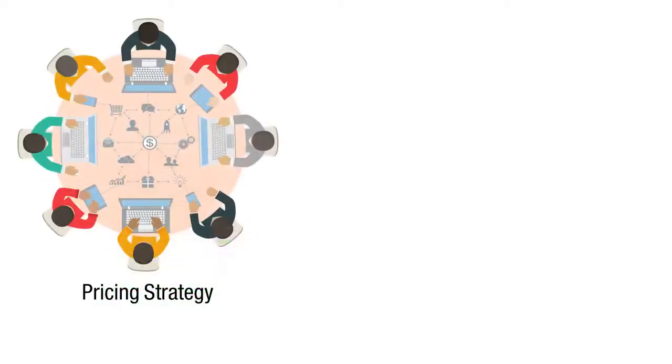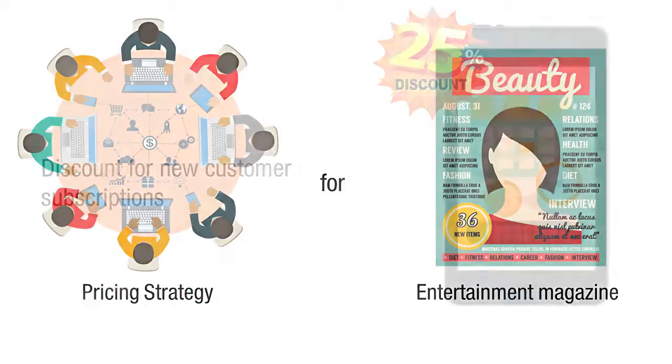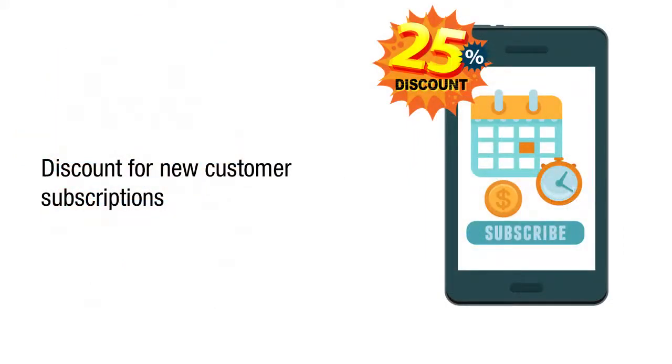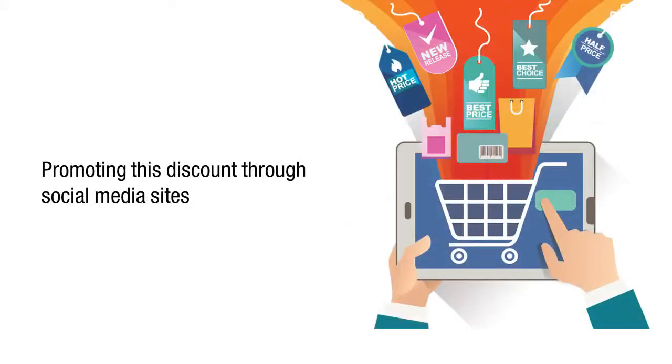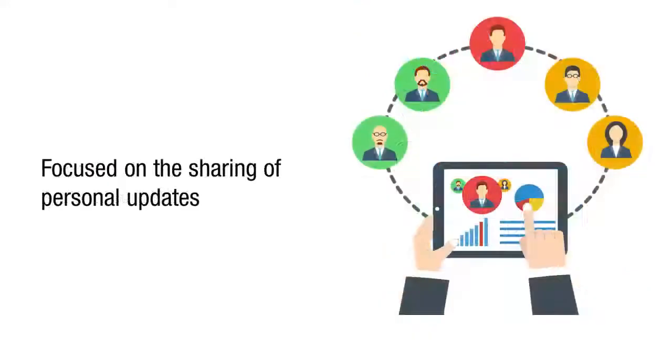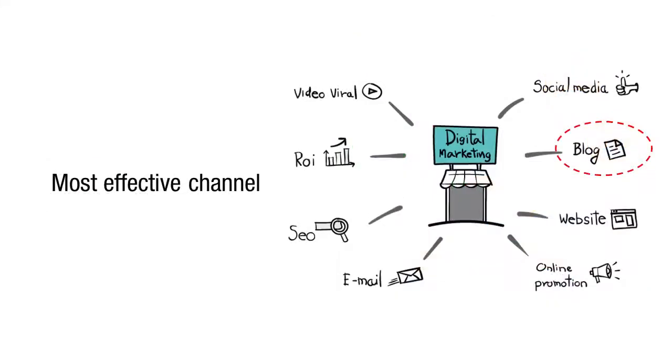If the pricing strategy for an entertainment magazine includes a discount for new customer subscriptions and the objective is to maximize subscriptions, then the magazine may find promoting this discount through social media sites focused on the sharing of personal updates to be the most effective channel.